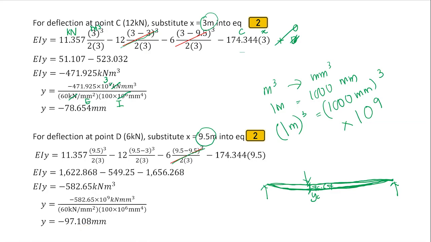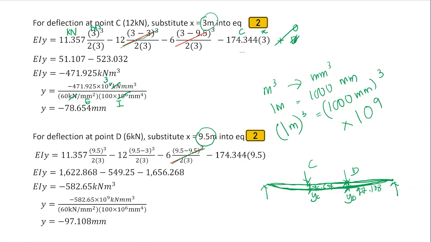Negative, okay, this is point D, point C. So here is YD. This value, this length, the value is 97.108, below the x-axis of the beam. You have answered YC and YD.